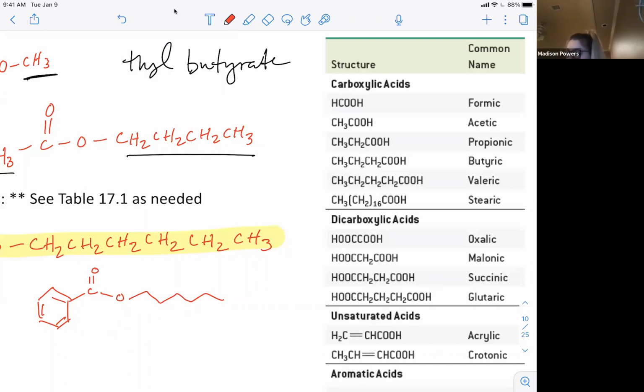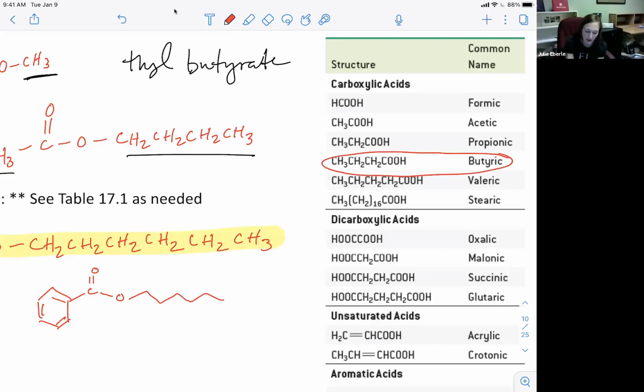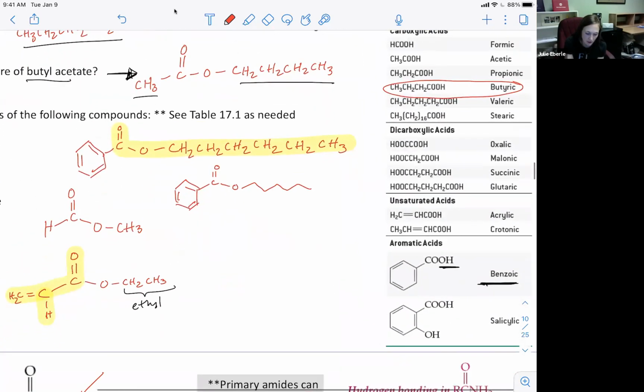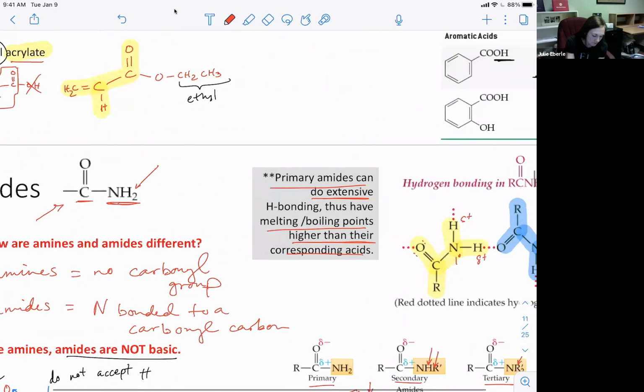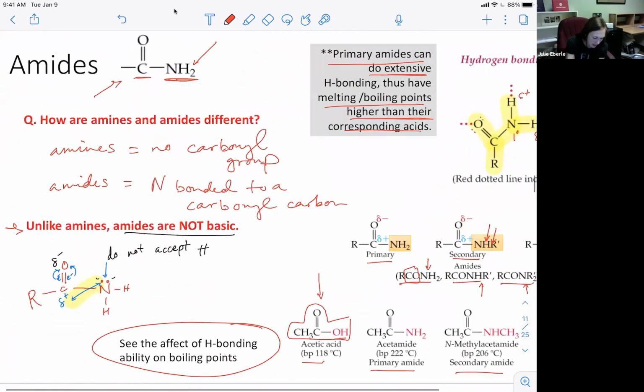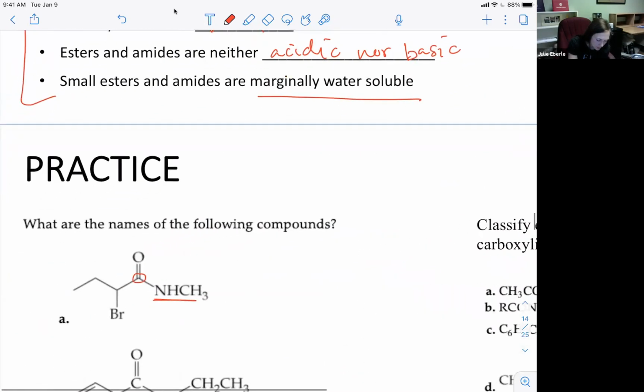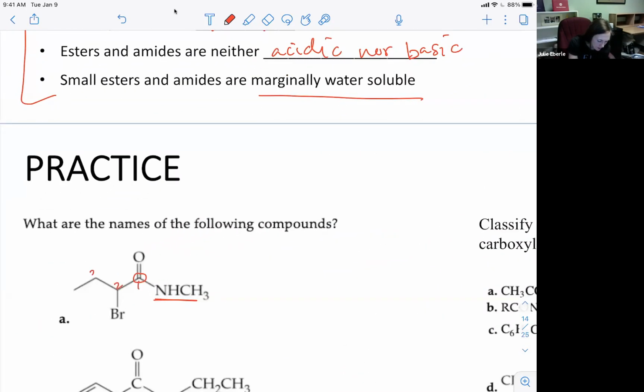Would it be alpha bromo butyric acid? So yeah, we are gonna grab butyric acid here. That's the parent carboxylic acid, but it's an amide, but we're still gonna use the parent name. So the reason I circled butyric acid, we got 1, 2, 3, 4, okay?